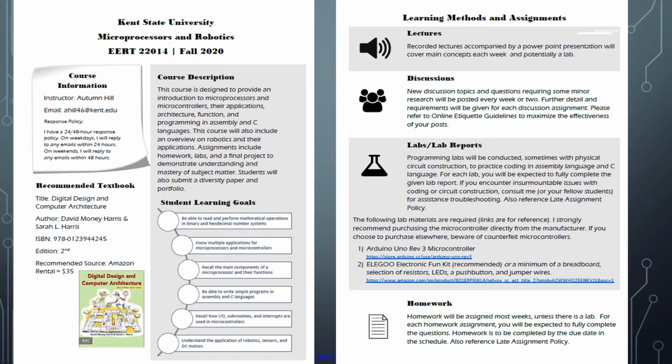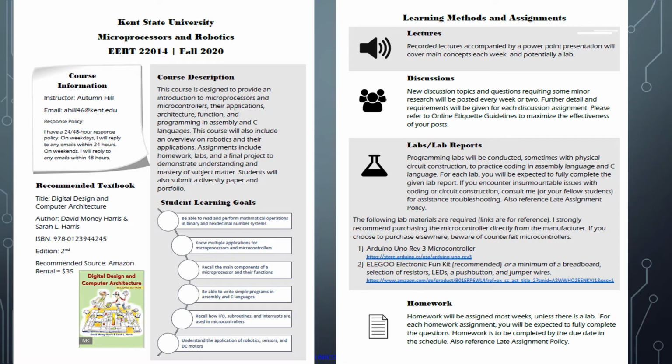Here are the first 2 pages of the course syllabus. I'm not going to go through everything in great detail, but there are a couple of main things I want to touch on. In the top left, you'll see I have a basic course information note. It looks like that little sticky note there. I've provided you with my email and my response policy.